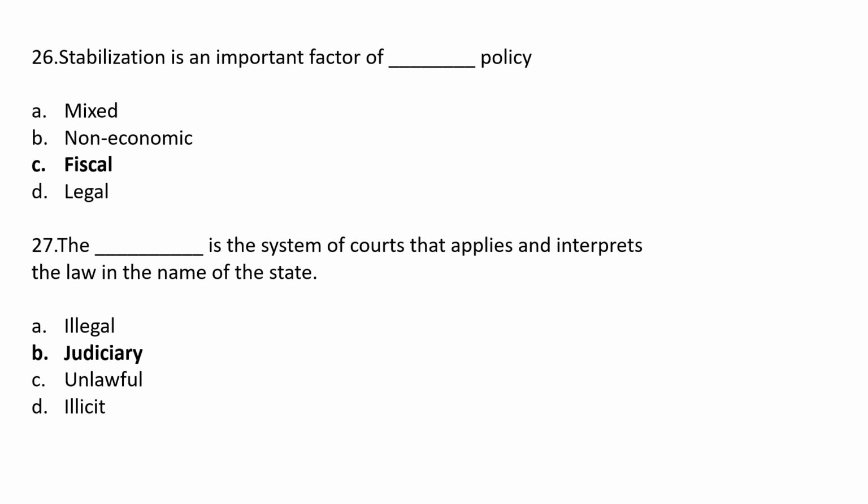Stabilization is an important factor of dash policy. Option A fixed, option B non-economic, option C physical, option D legal. The correct answer is option C physical.